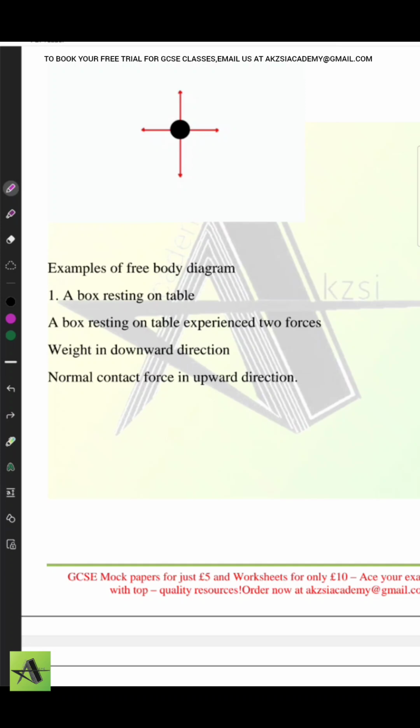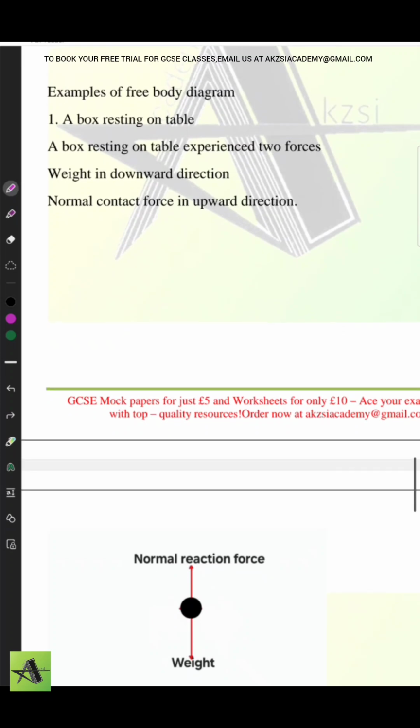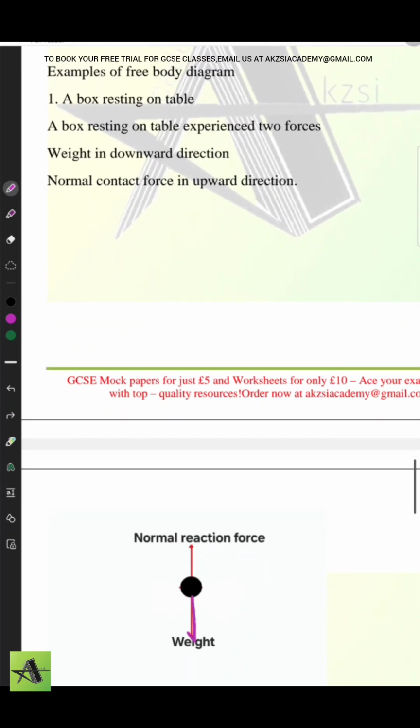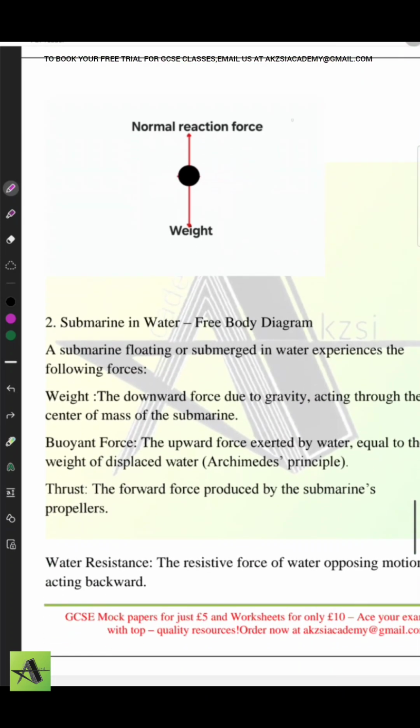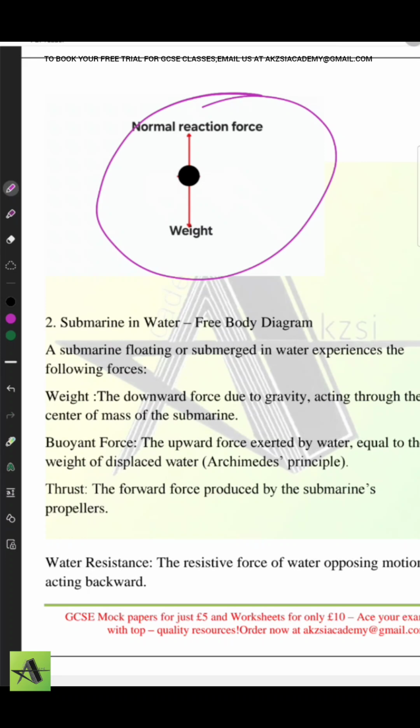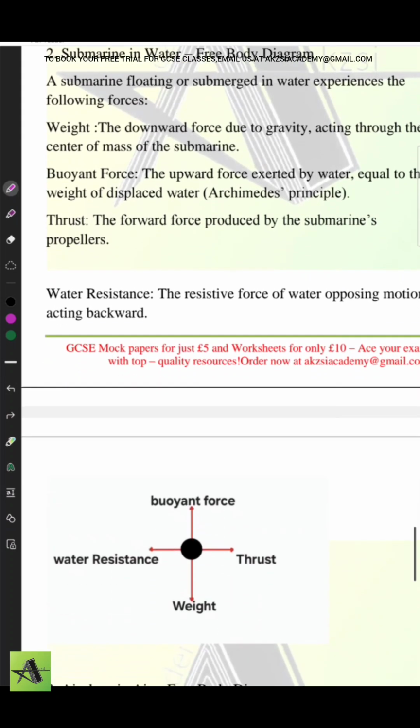The first example is a box resting on a table. A box resting on a table has only two forces, the downward weight, and because the table and the box are both solid, there would be a normal reaction force opposing your weight, and that would be upwards. So basically, what you can see here is the free body diagram of a box resting on a table.